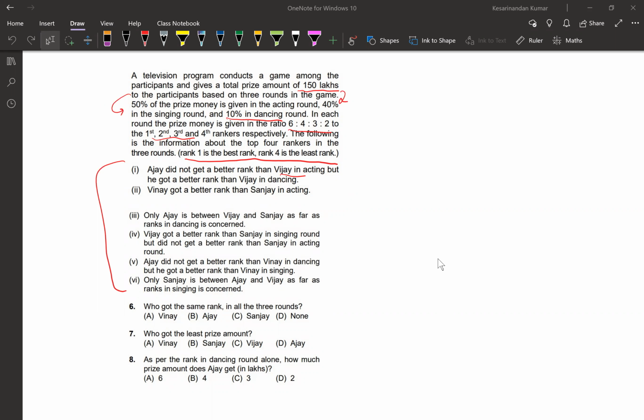Others, I've received answers from just 3 people. Kesri, can you please tell me point number 3? I'm confused in that. Only Ajay is between Vijay and Sanjay as far as ranks in dancing is concerned. So between Vijay and Sanjay there will only be Ajay. I mean, these 3 will be together. There won't be anyone between. That's it. You're asking about this one, right?